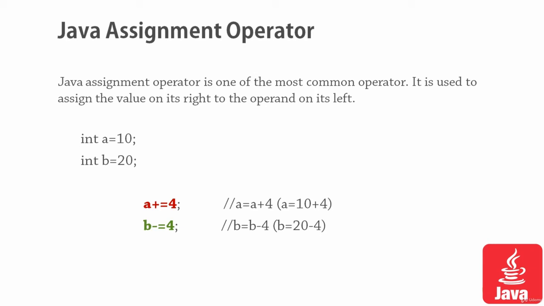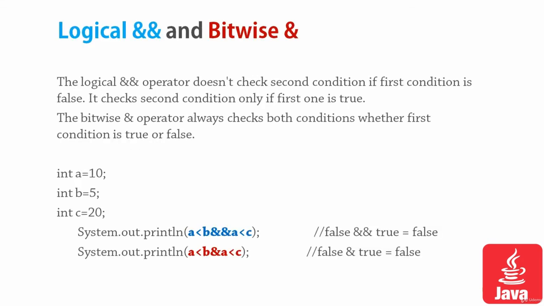We can substitute this with a += 4. That means a equals a + 4. Similarly for subtraction. Using this is optional, or if you are uncomfortable with this shorthand, you could move it to the longhand operator as well. Both work. Then we have logical and bitwise operators.